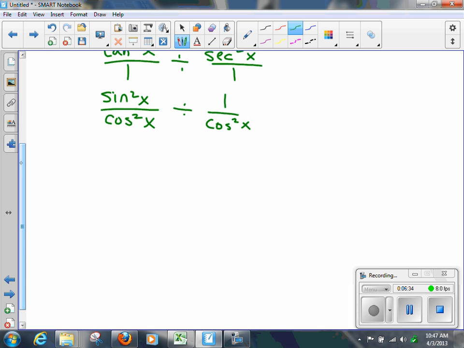Now, what am I going to do at this point? Copy, change, flip. I'm going to copy down this first fraction. I'm going to change division to multiplication, and I'm going to flip. I'm multiplying by the reciprocal. Now look at that. Tell me what to do. Cancel out my cosines. What are you left with?